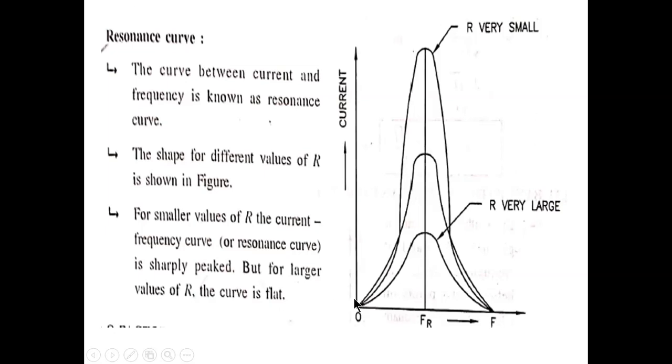Here a resonance curve is given, that is frequency versus current. With a very small value of R, the current-frequency curve becomes a sharp peak, but for a larger value of R, it becomes very flat, or it becomes minimum. So that shows the relation between frequency and current, in accordance with the resistance value.